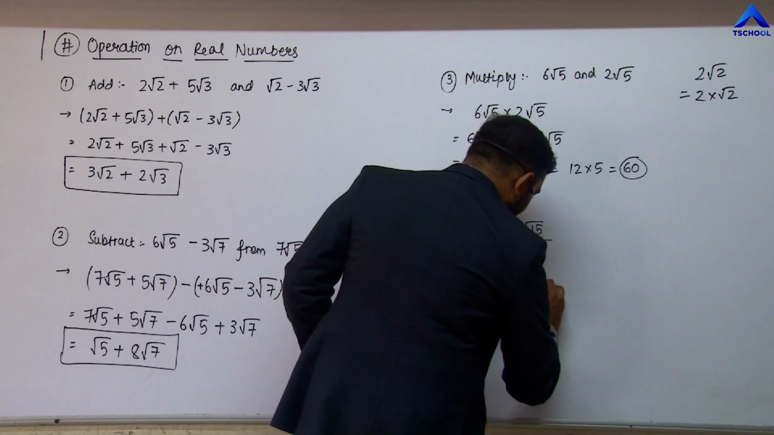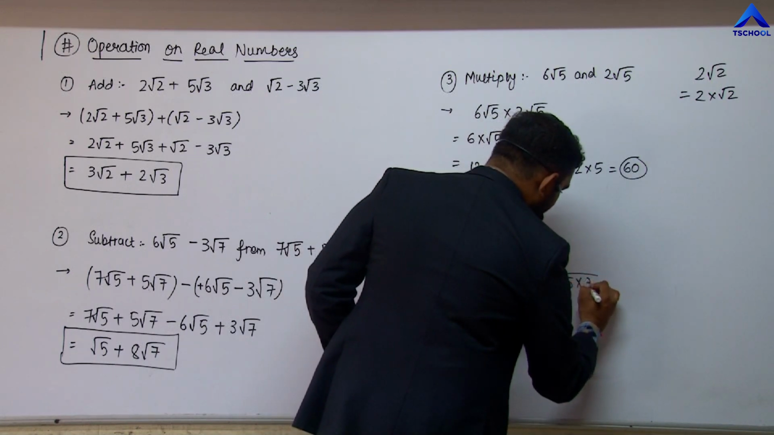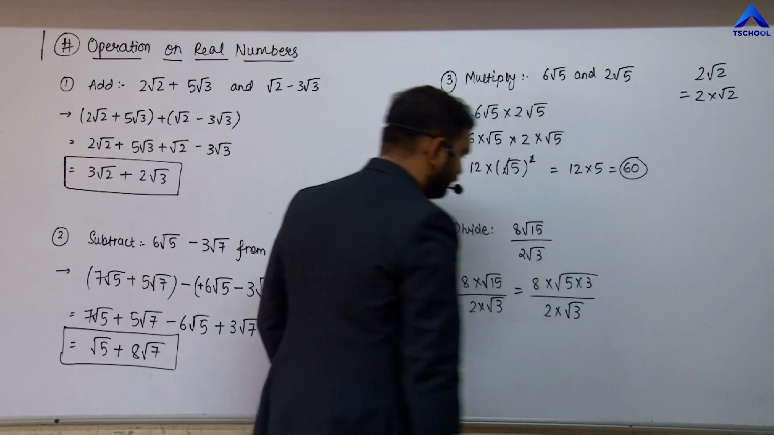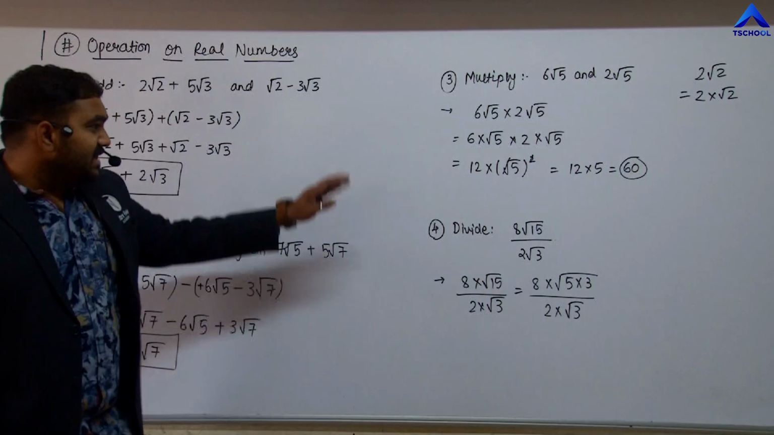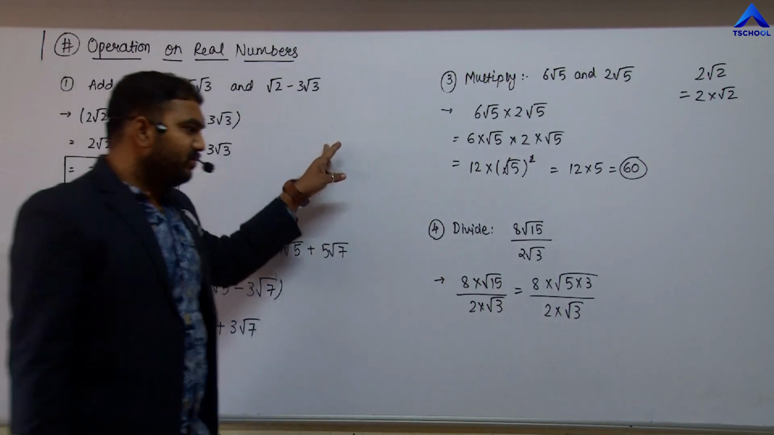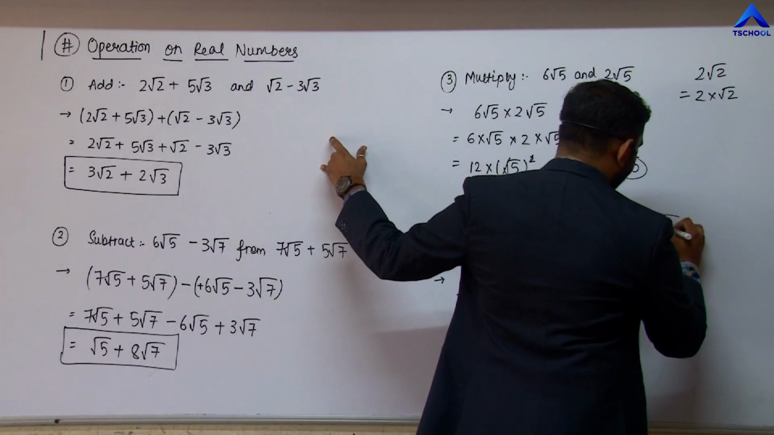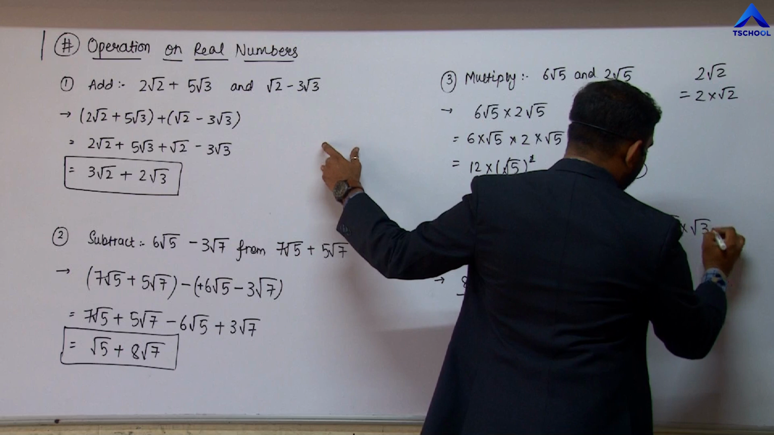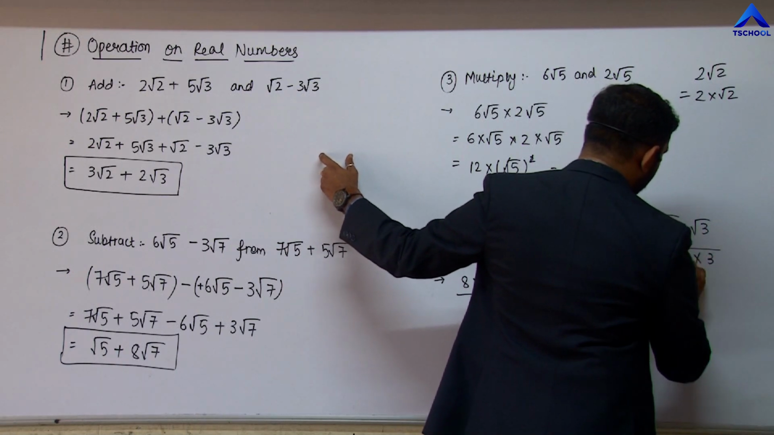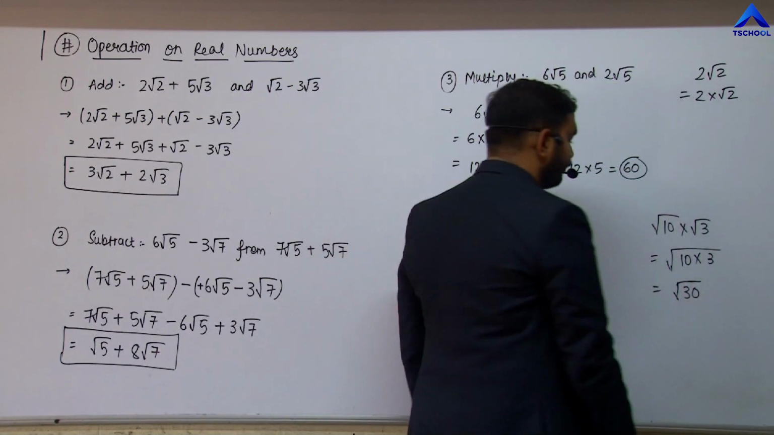Okay. Now this root 15, as we discussed, can be written as square root of 5 into 3 divided by 2 into root 3. Yes or no? As we discussed in the previous example, I have written over there that square root of 10 into square root of 3 was the common square root of 10 into 3, and that was equal to root 30, right?